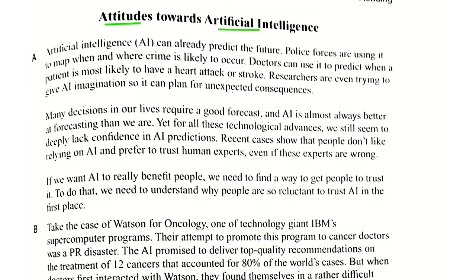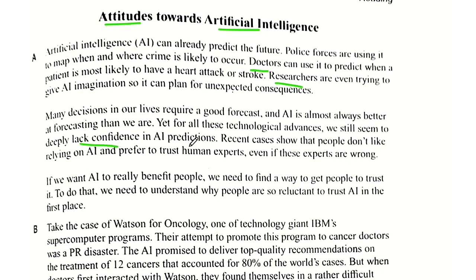Artificial intelligence can already predict the future. Police forces are using it to map when and where crime is likely to occur. Doctors can use it to predict when the patient is most likely to have a heart attack or stroke. Researchers are even trying to give AI imagination so it can plan for unexpected consequences. Making decisions in our lives requires a good forecast. The AI is almost always better at forecasting than we are. Yet, for all these technological advances, we still seem to deeply lack confidence in the AI predictions.